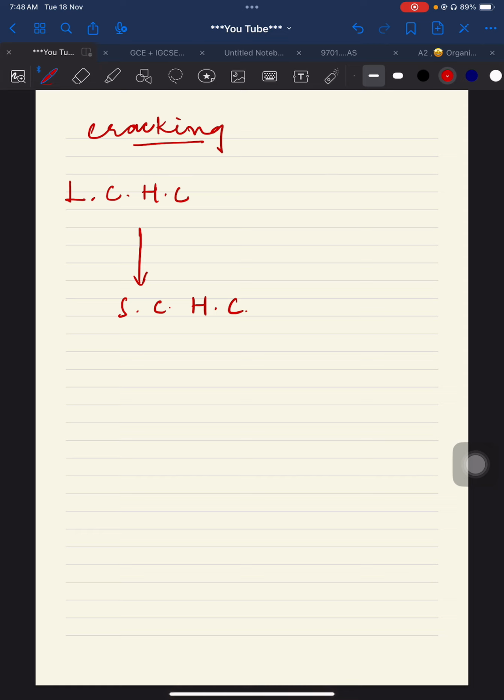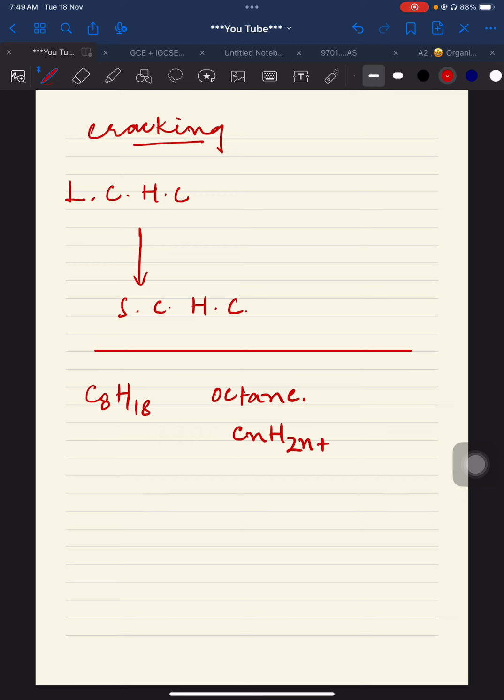So in case of cracking, you have long chain hydrocarbons. For example, C8H18. This is an alkane which is called octane. Why is it so? Because it has 8 carbon atoms, and it follows the general formula of alkanes, CnH2n+2. As a result, it is going to give you the same number of carbon atoms and hydrogen atoms, but in shorter chains.